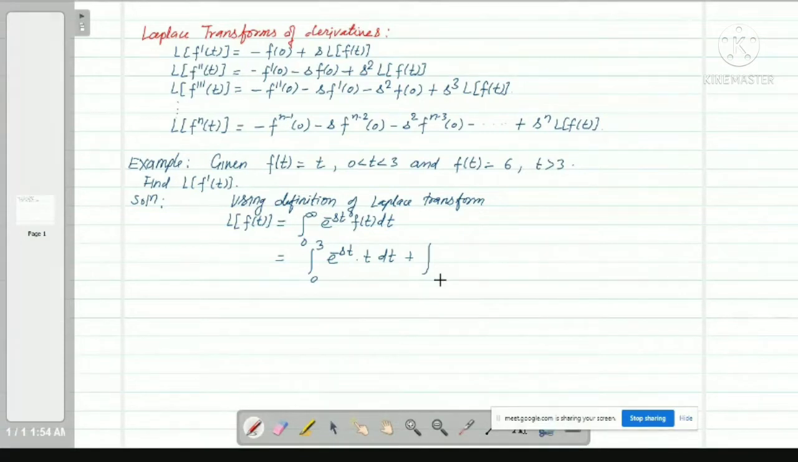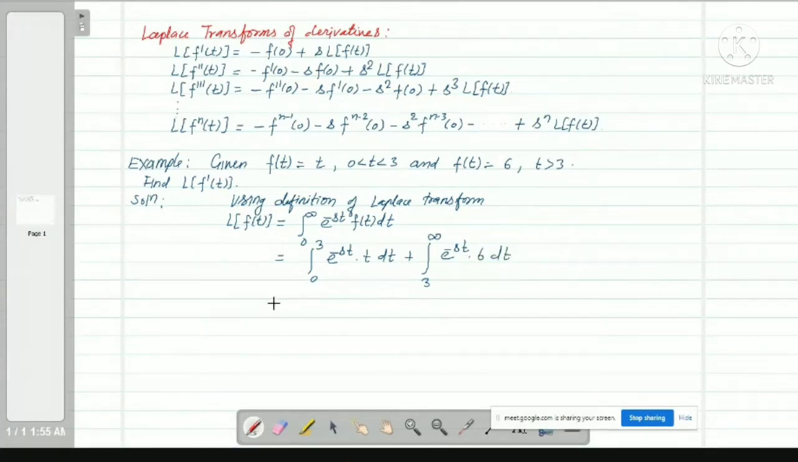Infinite many terms. So your limit runs from t to infinity. The upper limit is not given. This means t runs from 3 to infinity. So we integrate from 3 to infinity, e raised to minus st as it is, and f of t, instead of f of t we write 3t + 6, dt.